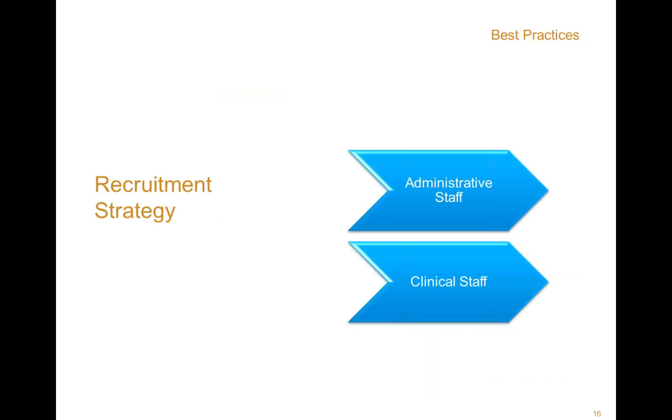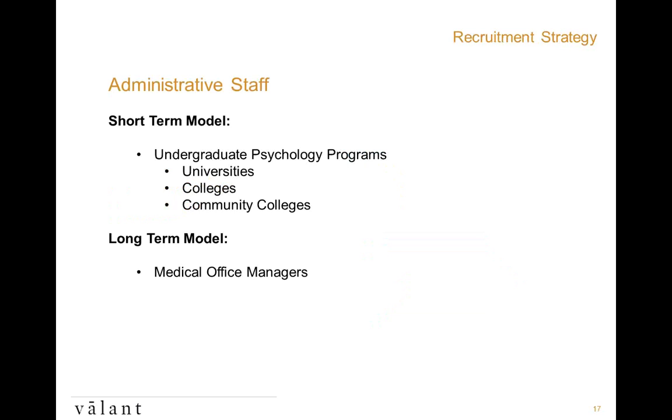So the first step is recruitment strategy. For administrative staff and clinical staff, we'll start with administrative staff, and you can see that the short-term model, and this dovetails a little bit with what I discussed in Chapter 1, is that the short-term model has really proven itself in terms of being able to pull very passionate, highly energized undergraduates from psychology programs throughout the country. People that are coming from universities, colleges, community colleges, still to this day getting into a PhD or PsyD program or a medical program is extremely difficult and extremely competitive.